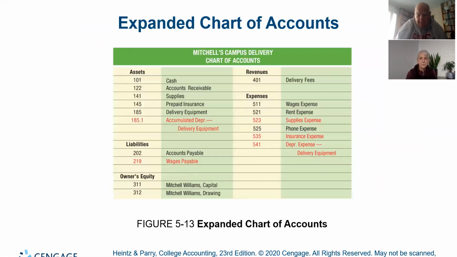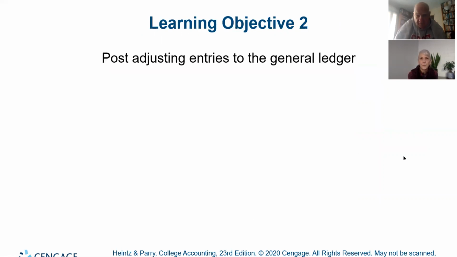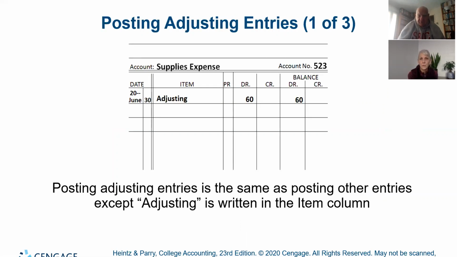So far. Yeah. And all they're doing here is putting in red new accounts maybe you've not seen before. So in this chapter, they introduced accumulated depreciation, wages payable, supplies expense. We had supplies in prior chapters, but not the expense. And now we have insurance expense and depreciation expense. Expanded chart of accounts. Post these entries to the ledger. Well, let's go through them now.